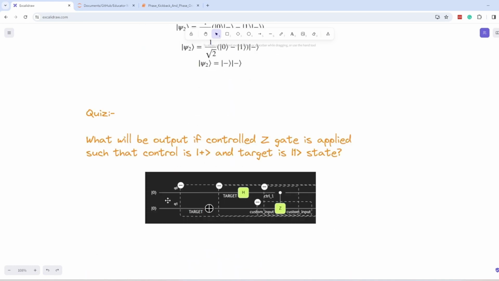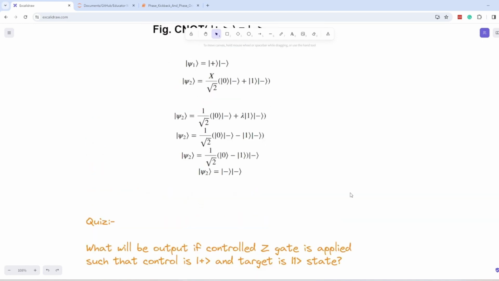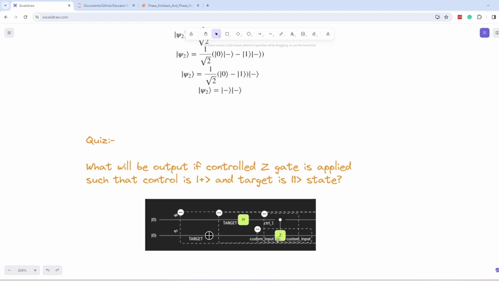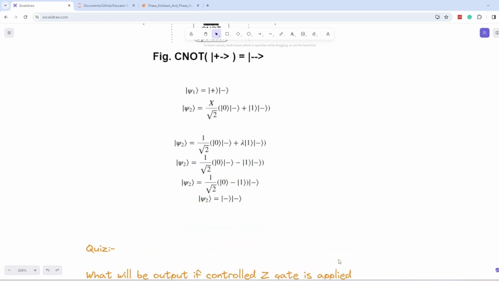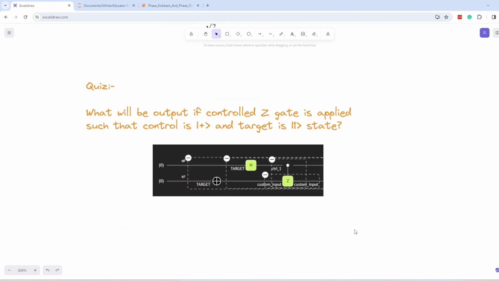Now here you have one quiz. Here our control is in the plus state, meaning it started with 0 and the Hadamard got applied, and our target is in the 1 state. So when we apply the controlled-G operation, what will be the output? You can use the same formula to calculate it. First you need to calculate what happens when the G gate is applied to the 1 state, so what is the value of lambda, and then after that you can calculate what happens when this control operation is applied. And we will see the same thing in quantum phase estimation also.